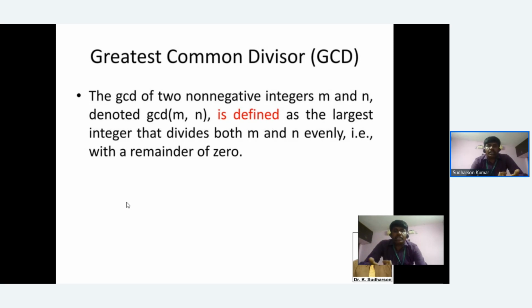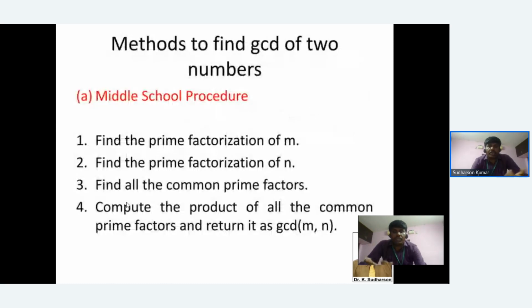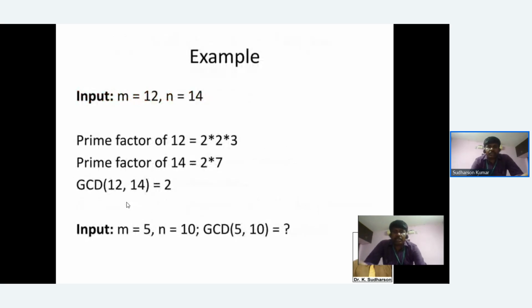So in this case, we can take 10 as the greatest common divisor because the number 10 divides the number 10 as well as 50. Okay, let's see one example. So for GCD, we have different methods. One is the prime factorization method, which we've already seen. For example, you take two non-negative integers 12 and 14.